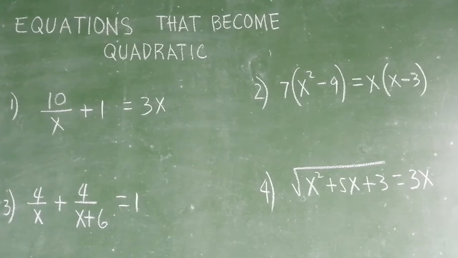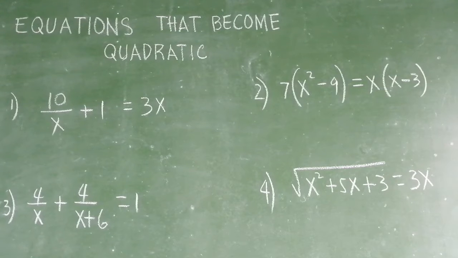Okay, grade 9. We are going to talk about equations that become quadratic. The quadratic equation is not always in the form ax squared plus bx plus c equals 0. In fact, there are times when we have to form an equation just to see whether it is really a quadratic equation. So we are going to transform by manipulation.